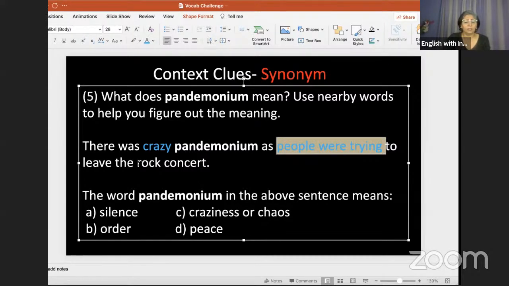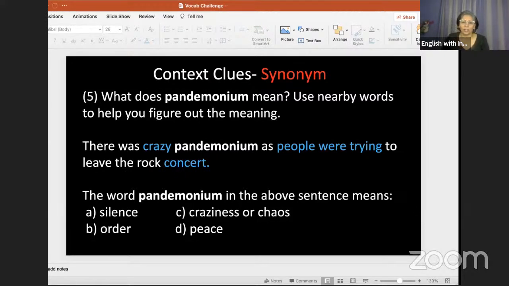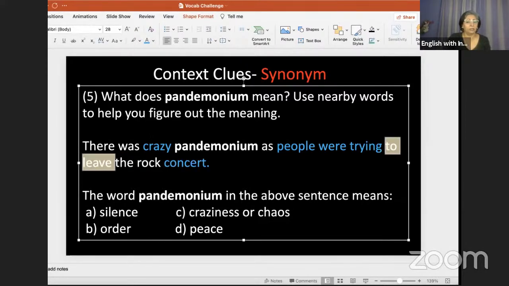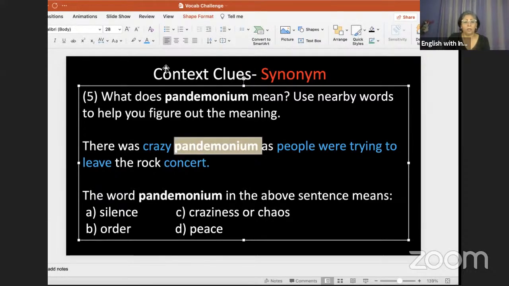To leave the concert. Now, if you imagine a concert or movie theater or any political gathering where people get together, any politician is there for a speech, right? कितना इकट्ठ होता है, या कोई religious ceremony हो रही है वहाँ पे. So there are many people, right? So crazy, people were trying to leave. So you can see all these words around this sentence will help you to understand the meaning of pandemonium.